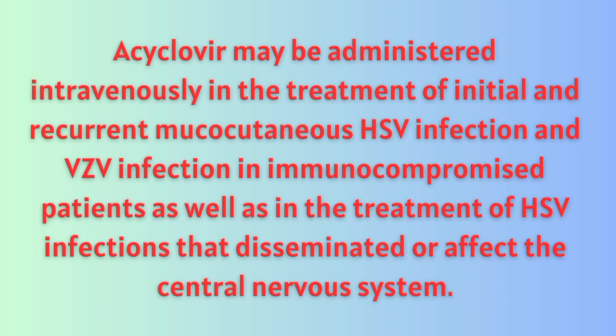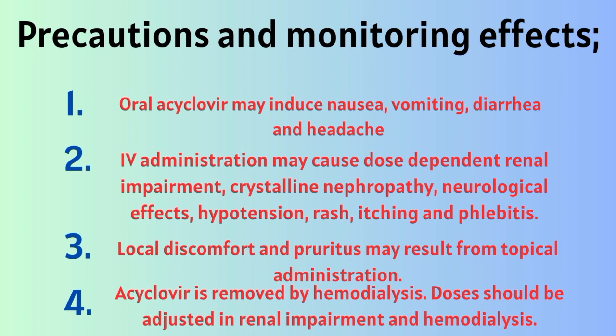the central nervous system. Now, as far as precautions and monitoring effects are concerned, oral acyclovir may induce nausea, vomiting, diarrhea, and headache. IV administration may cause dose-dependent renal impairment, crystalline nephropathy, and neurological effects, for example, lethargy, confusion, tremors, agitation, seizures, coma, obtundation. Moreover, hypotension, rash, itching, and phlebitis at the injection site. Local discomfort and pruritus may result from topical administration. Acyclovir is removed by hemodialysis. Doses should be adjusted in renal impairment and hemodialysis.